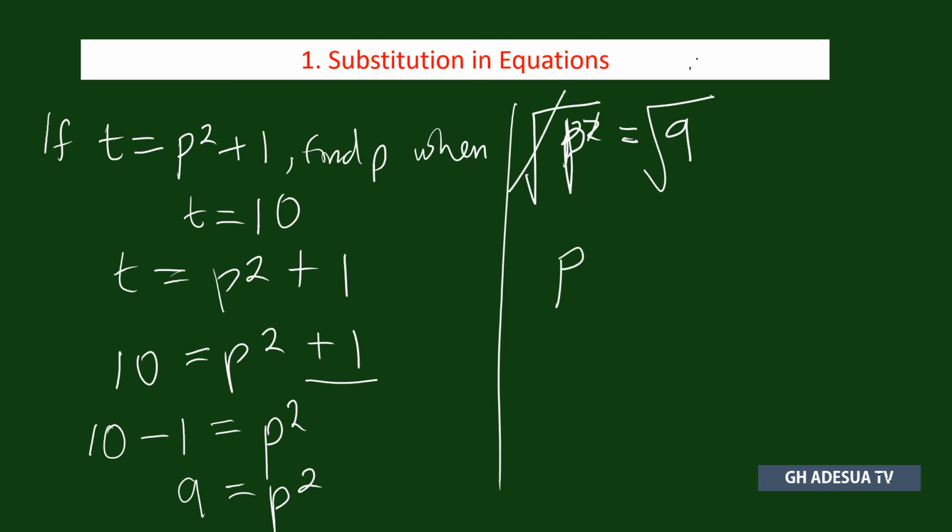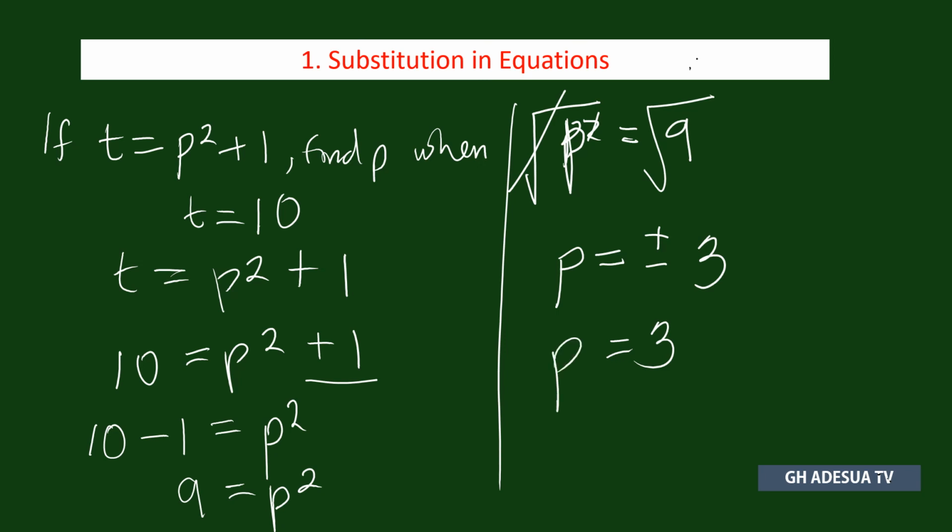So that gives us P is equal to, now the square root of 9 in essence is the plus and the minus value of the square root of 9, which is 3. But regularly we take 3 as the answer. So P is equal to 3.